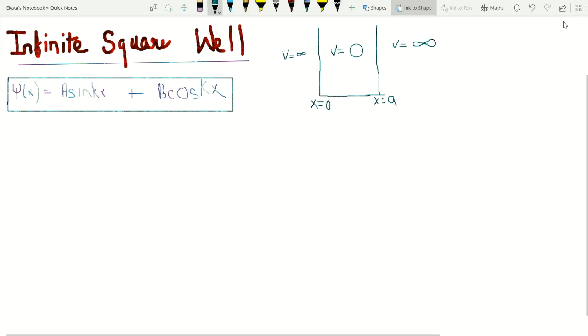Here you can see that I have made a visual explanation of the infinite square well. There is a well from x equals 0 to x equals a, and there is a wall. Inside the well the potential is 0, but outside the well the potential is infinite, and this well is surrounded by the infinite potential, and that's why the particle inside this well is not capable of escaping. So now let's move to the more general solution.